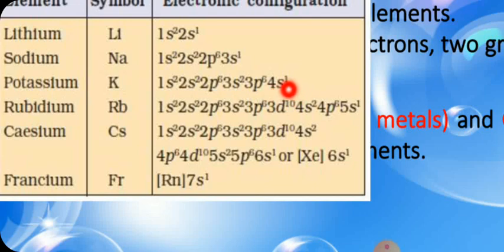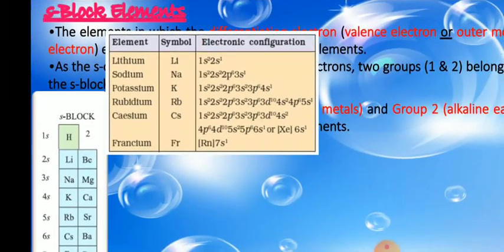In the same way, if you take potassium, its electronic configuration is 1s2, 2s2, 2p6, 3s2, 3p6 and 4s1. The last electron enters the s orbital. Take rubidium as an example: the last electron enters the 5s orbital. Cesium, the last electron enters the 6s orbital, and francium, the last electron enters the 7s orbital. So these group number 1 elements can be called S block elements, isn't it?